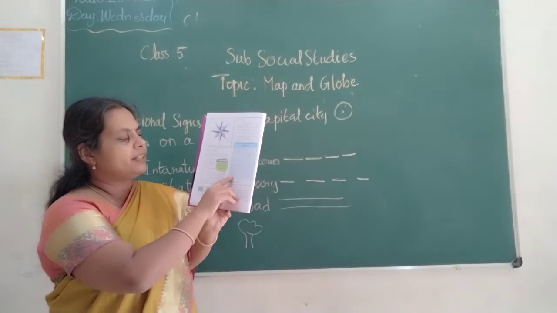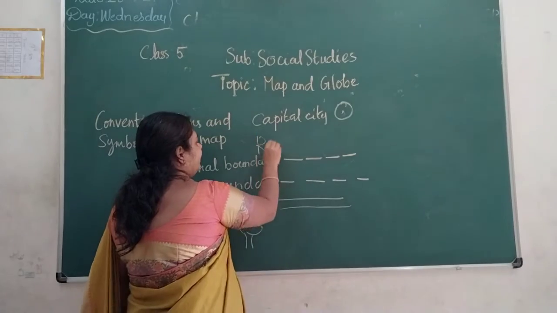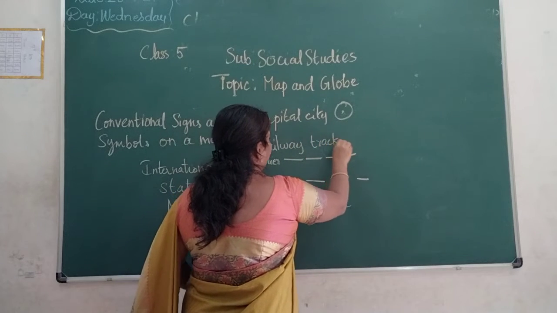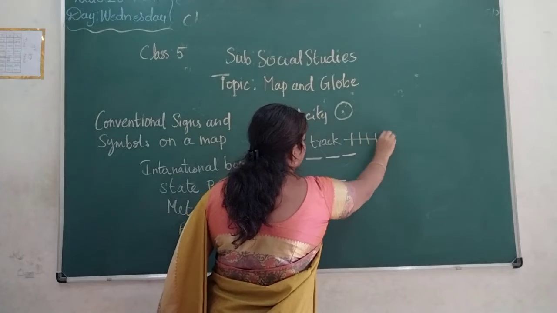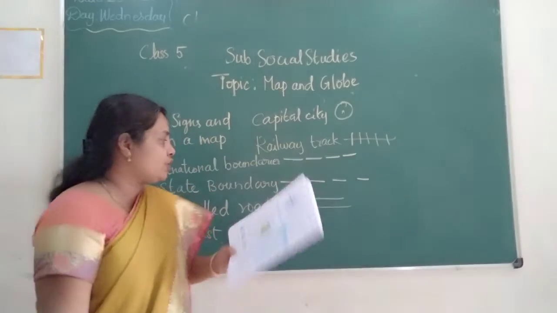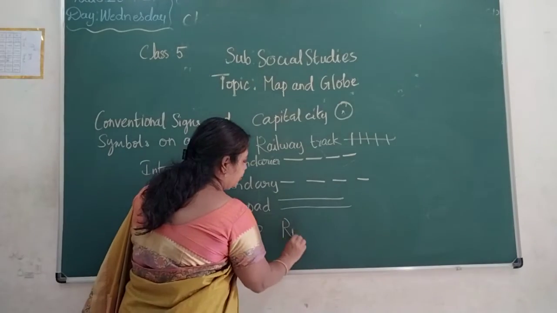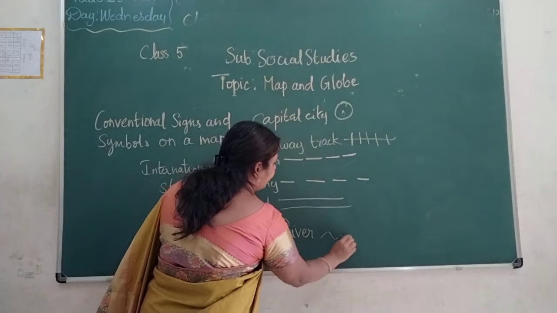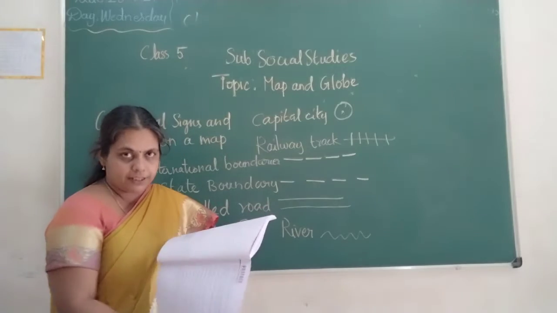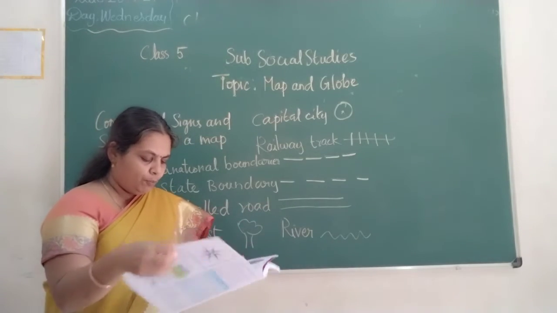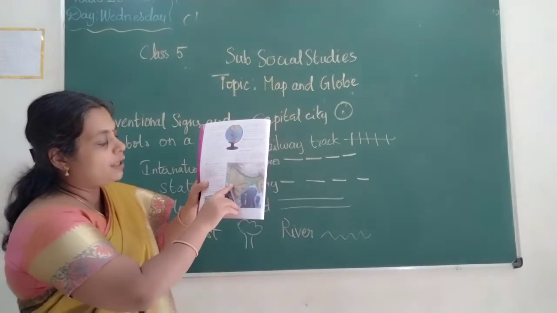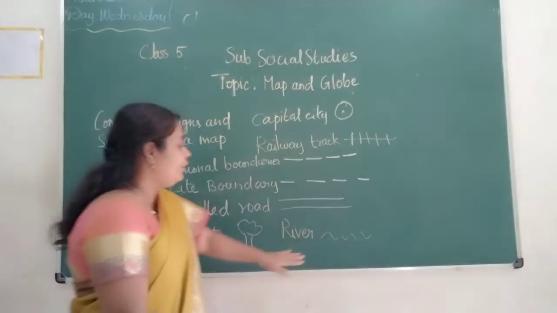The next one is railway track. So railway track you have seen, children. So it is shown on the map like this. It is a line with a fencing like this. This shows that it is a railway track, children. The next one, river. So you know it's a blue color wavy line. So in your physical map you would have observed, children, that all the rivers are shown with a blue color line. You can observe in a physical map all the rivers are being shown in a blue color wavy line, children.